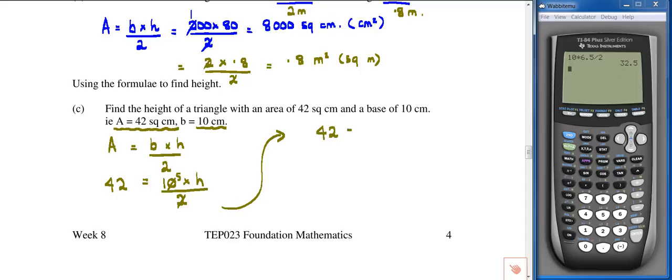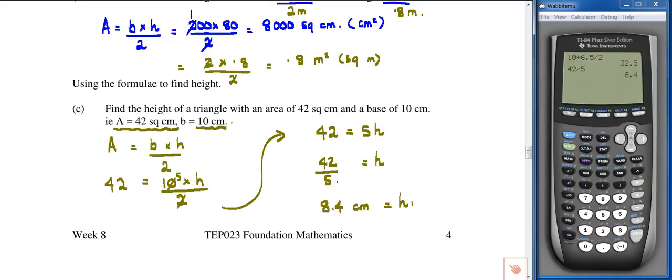We haven't got an answer yet, but we've got an equation which is 42 is equal to 5 times h. Of course we can find h by dividing both sides by 5. Let's do that on the calculator: 42 divided by 5, and we've got an answer of 8.4. Now what is the unit? Well, base was in centimetres and area was in square centimetres, so we have an answer of centimetres for height, and it is 8.4 centimetres.